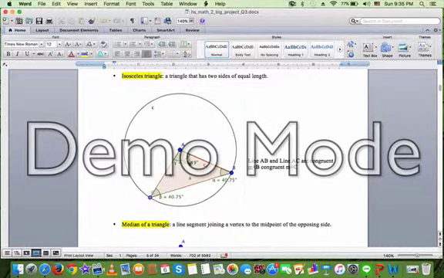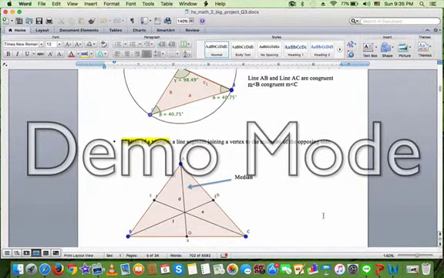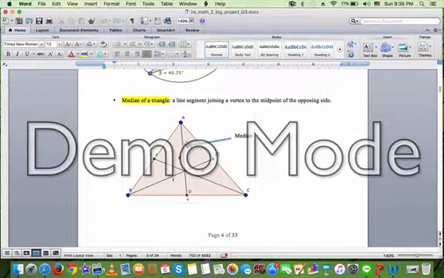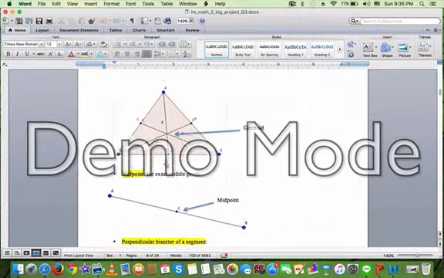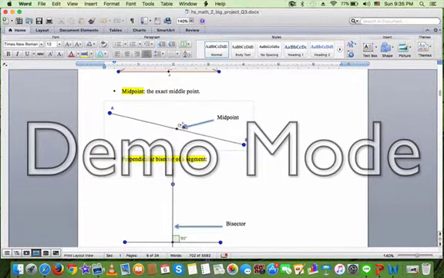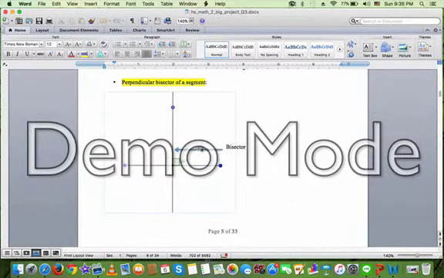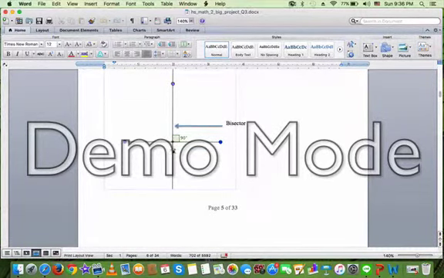Start off with the isosceles triangle. It's a triangle that has two sides of equal length, so line AB and line AC are congruent to each other. The next one is the median of the triangle, which is the line segment that joins a vertex to the midpoint of the opposite side. It's this line. And the centroid of the triangle is in the middle part over here. The midpoint is the exact middle point between the segment's endpoints here.